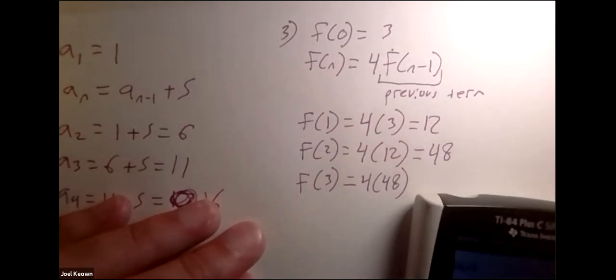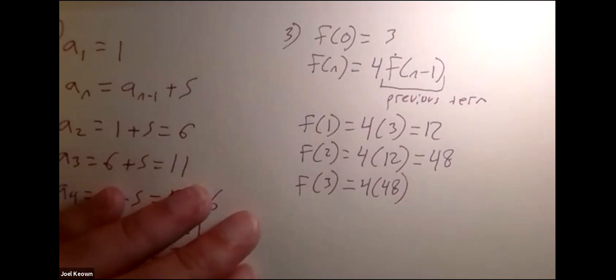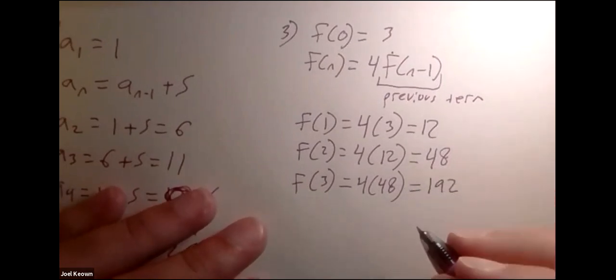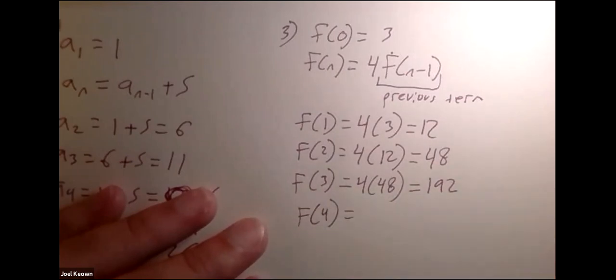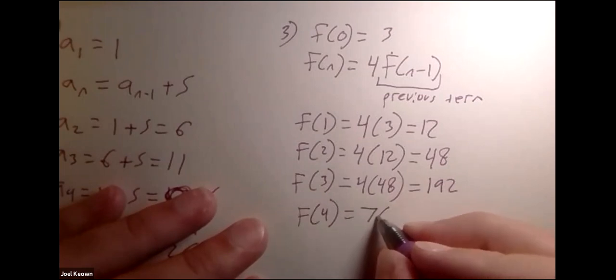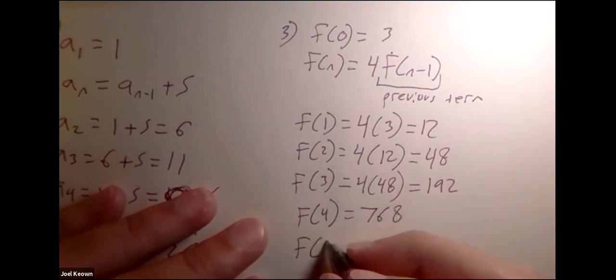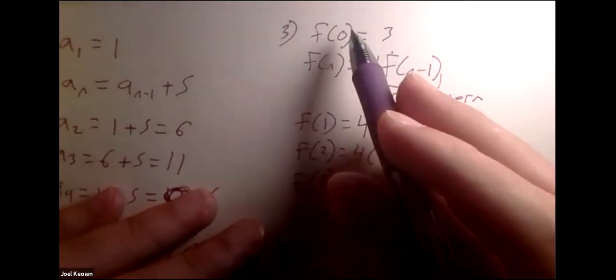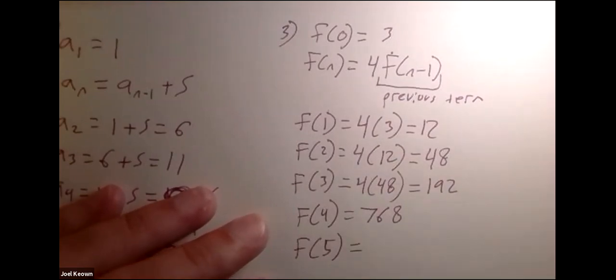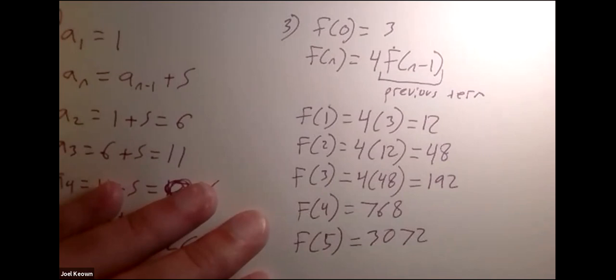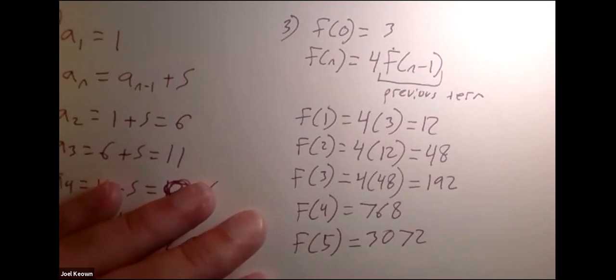Okay. And maybe you're starting to see a pattern. Like, okay, well, that one's 192. If I multiply that by 4, I'll get 768. And last one, that was 5. We start at 0, so 1, 2, 3, 4, 5, 6 terms. The last one is 3,072. Okay, that's not too bad.